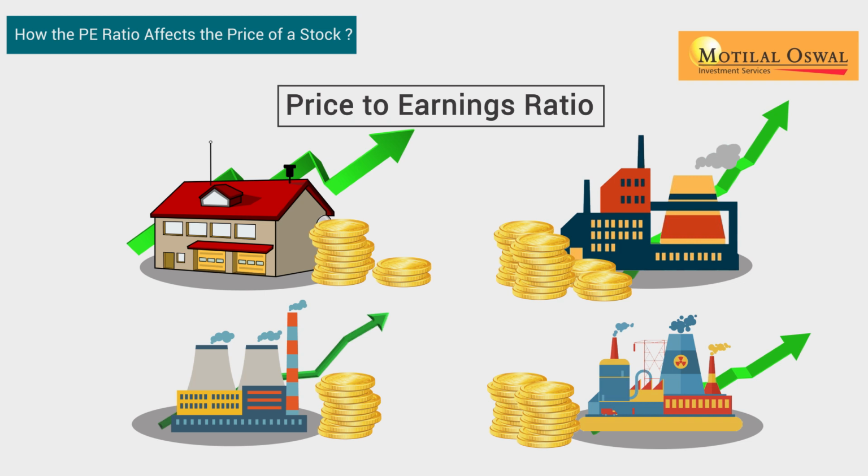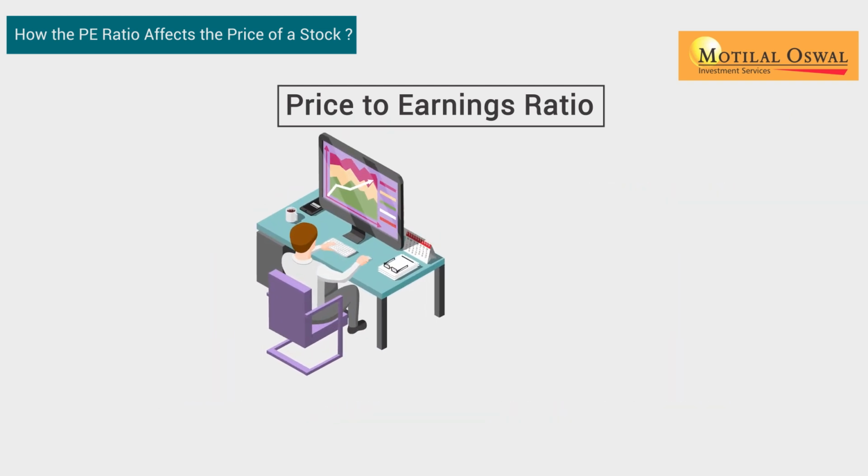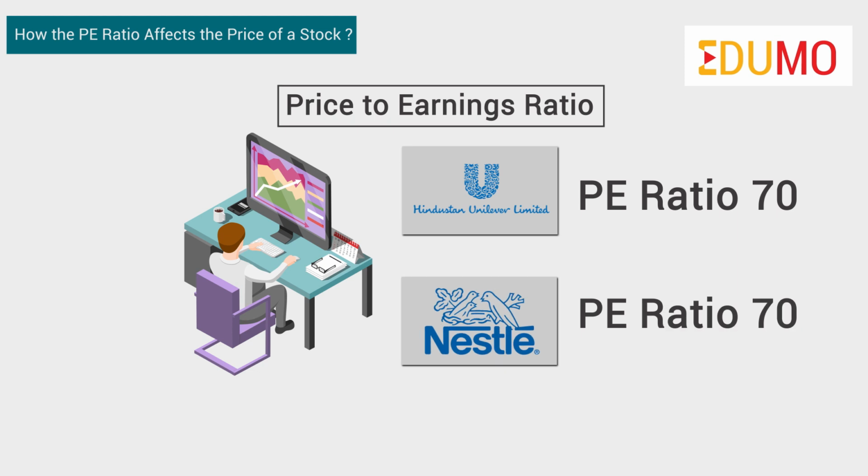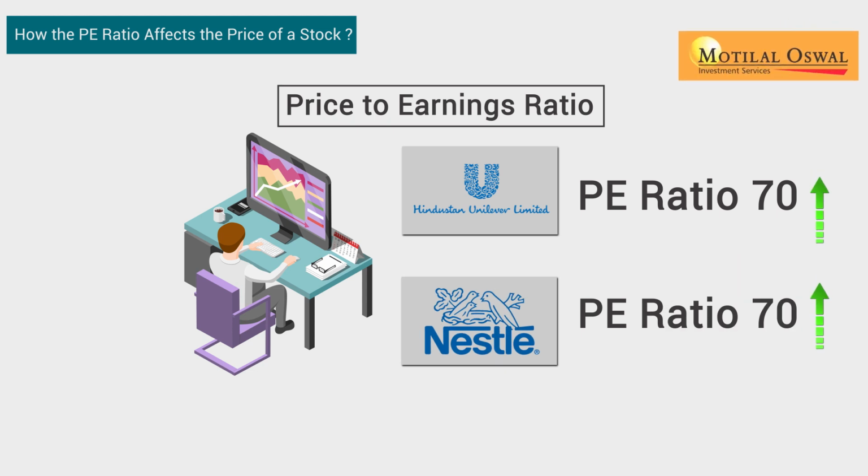An important thing to remember is that you should not value stocks solely based on the PE ratio. If a stock is available at a low PE, it doesn't mean that the stock price cannot fall further. Similarly, a higher PE does not indicate that the stock price cannot rise further. Stocks like Hindustan Unilever and Nestle are trading at a PE of 70, but they continue to make new highs too.